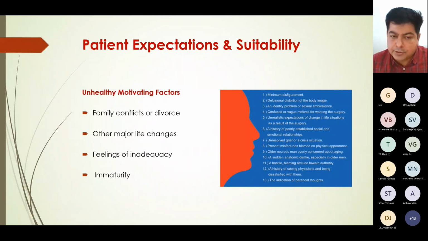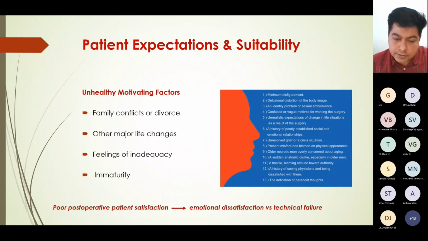He or she thinks that because of his prominent or abnormal nose, that is the cause of his not doing well. You look at the overall maturity as well as immaturity and take a call accordingly. All these are very important because most cases of poor post-operative patient satisfaction are secondary to emotional dissatisfaction of the patient, not a technical failure. Technical failures can always be addressed in a secondary rhinoplasty.